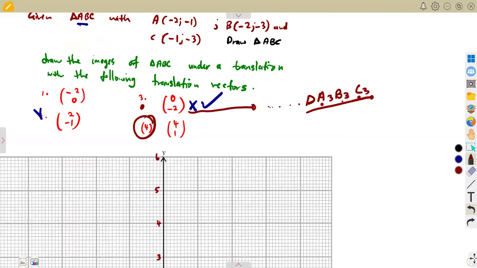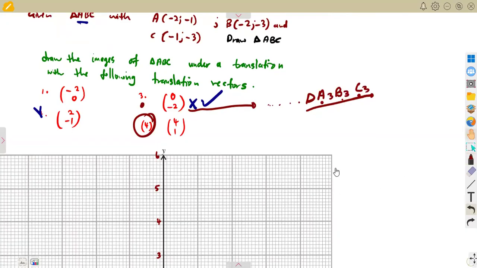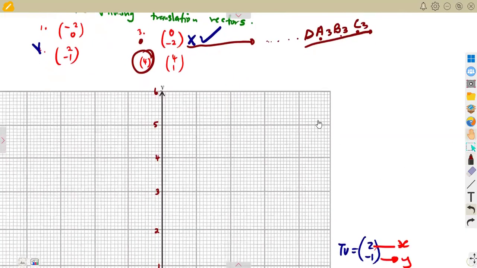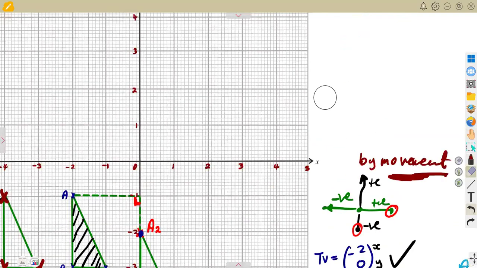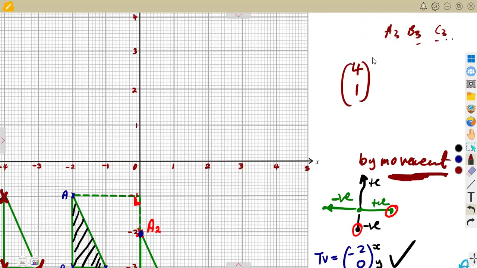All right, so let's do question 4 together using the translation vector (4, 1). All right, this time our translation vector is (4, 1). Since you are going to use A3, B3, and C3 on the image of that item 3, this time I'm going to use A4, B4, and C4. So let's start. We need to know the movement.